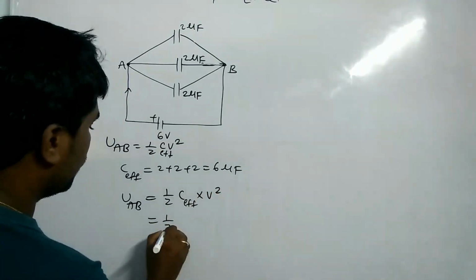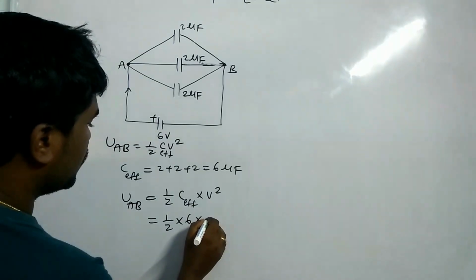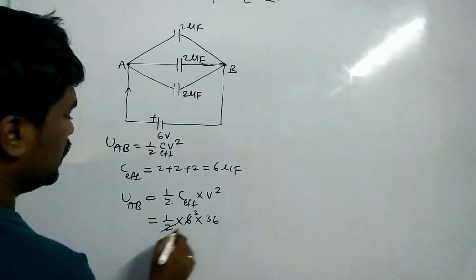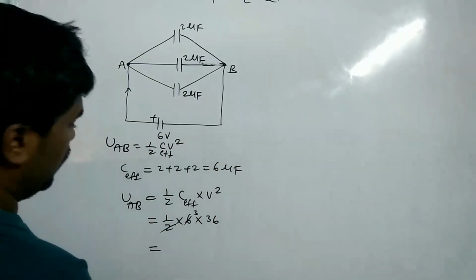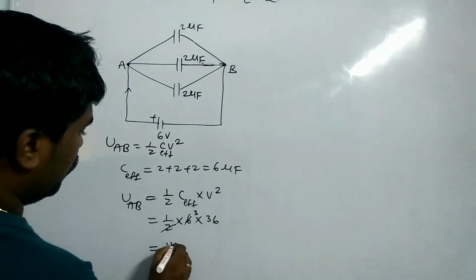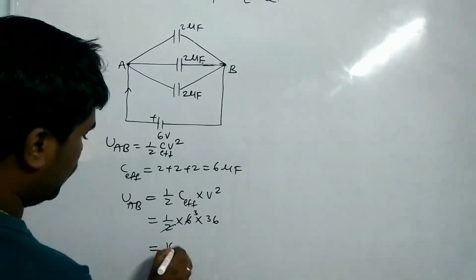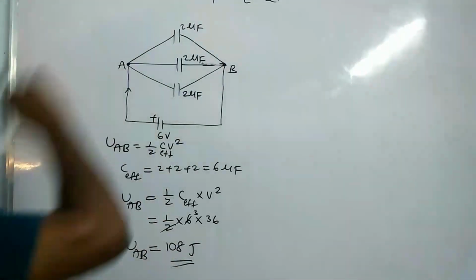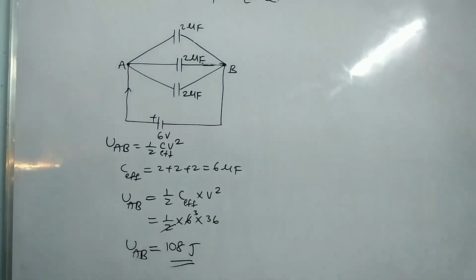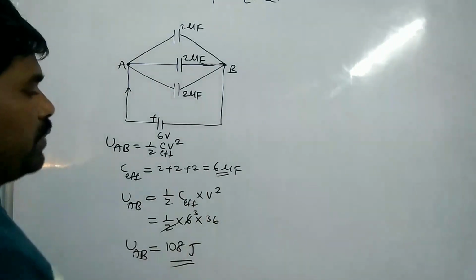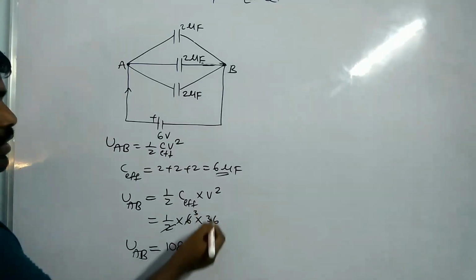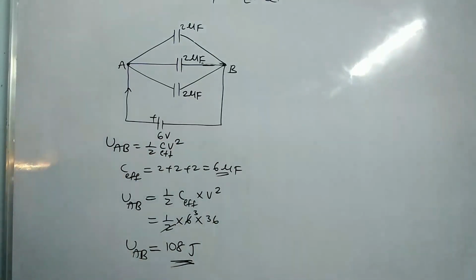C effective is 6 microfarad and V squared is 36. And half of that, how much is it? 3 times 36 is 108 joules. So this is the energy stored between A and B. How do we find it? The effective capacitance is 6 microfarad and the potential is 6 volts, that is 36. We get 108 joules, right?